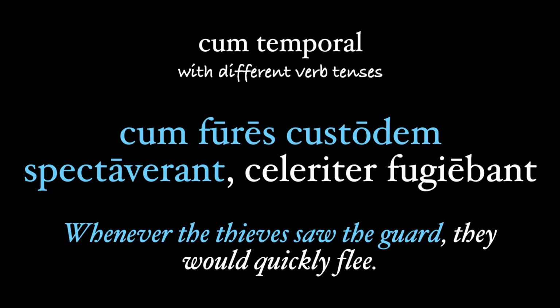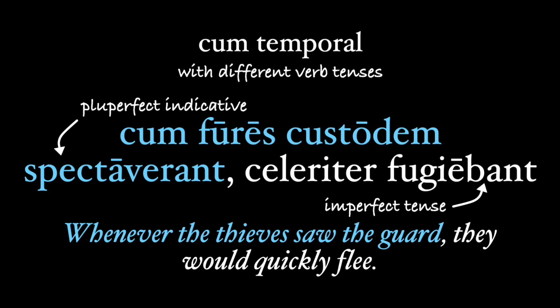And when our cum clause verb is in the pluperfect tense with the main clause verb in the imperfect tense, we can translate both verbs in the imperfect. And again, our cum is more like a whenever. Cum fures custodem spectaverant, celeriter fugiebant. Whenever the thieves saw the guard, they would quickly flee.